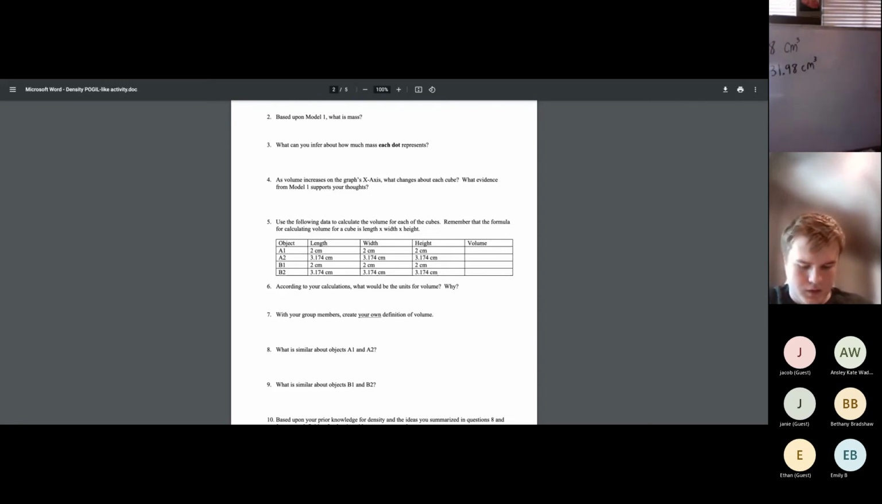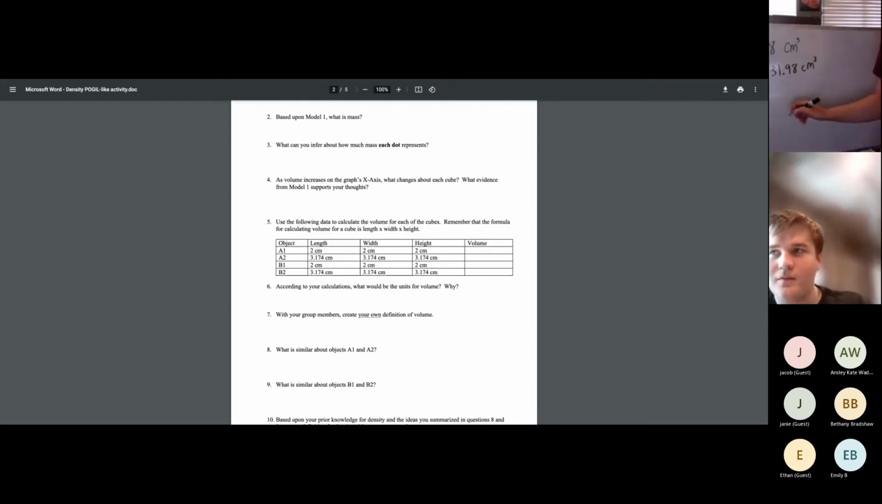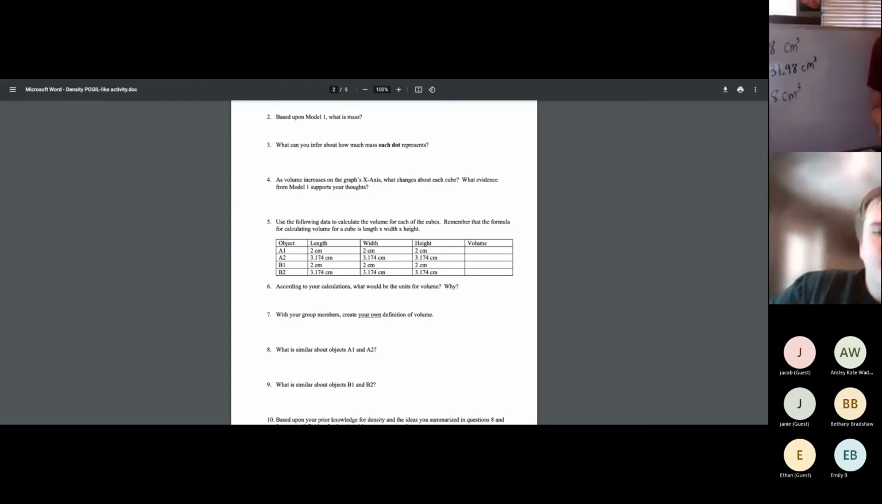So why did I round? And this is, let's just do all the other ones and then we'll talk about sig figs, because I'm going to show you guys this chart. So B1, what'd you guys get for B1? 2 times 2 times 2. It's the same as A1, right? B2. Oh, hey, it's the same.